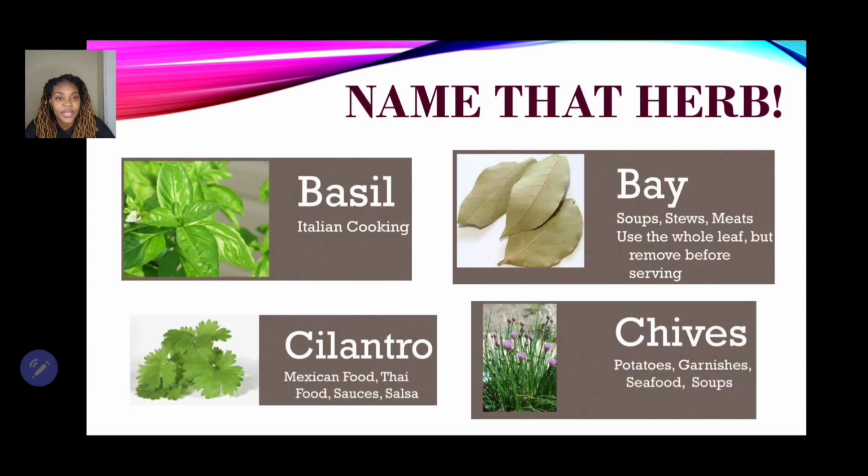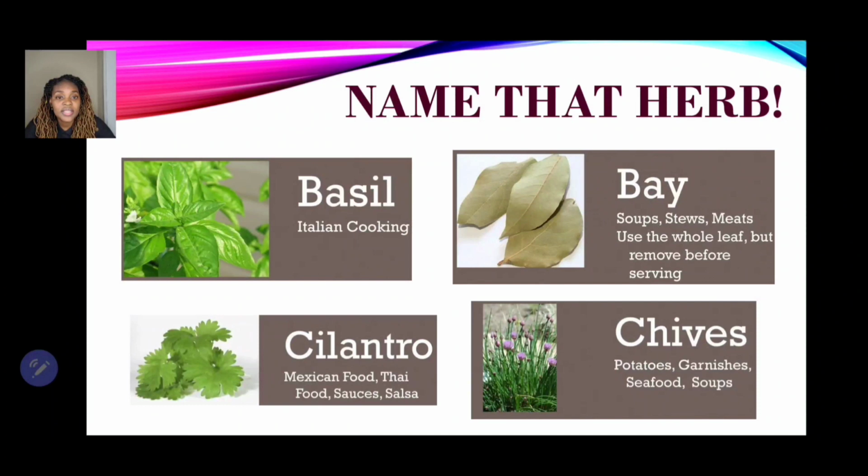The first one we have here is basil, and this is mainly used in Indian cooking, right? Now there's also bay leaves that are used in soups, stews, meats. The whole leaves are used, but they are also removed before they are served, right? There is cilantro, which is often used in Mexican food, Thai food, in sauces, salsa. There's also chives that we use on potatoes for garnishes, seafood, and also soups.